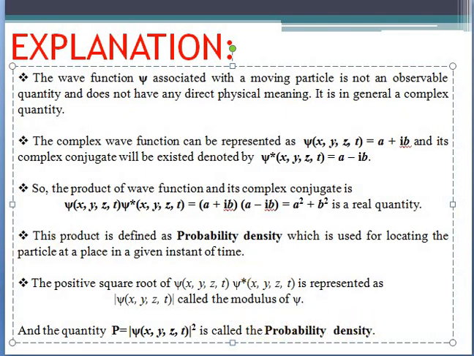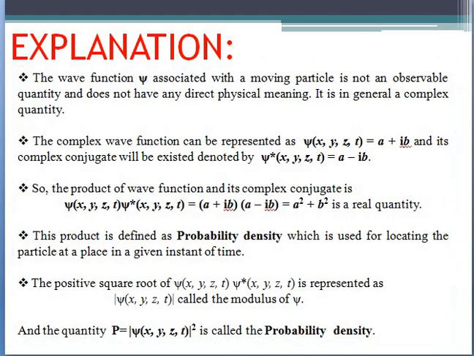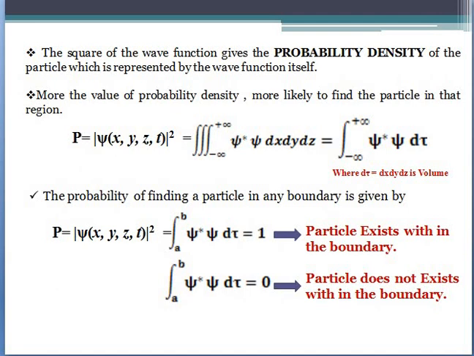So what does this probability density give you? What exactly does it mean? See, this is the probability density. The square of the wave function gives the probability density of the particle. The more the value of the probability density, the more likely the particle will exist in that particular region.